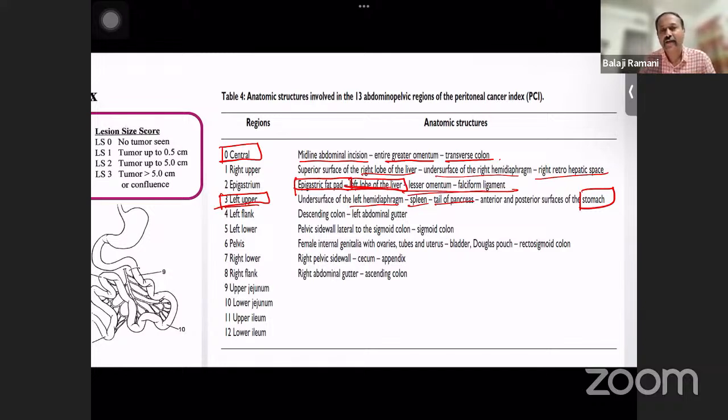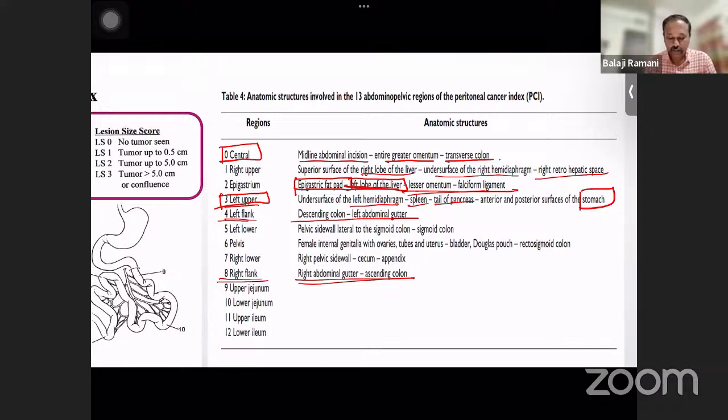Remember, this is some area where you can get a little confused. Then of course you have your 4 and your 8. 4 is going to be left flank or descending colon and the left paracolic region, right flank and ascending colon and your right paracolic region. That is very simple. Right and lower pelvis again is very simple.